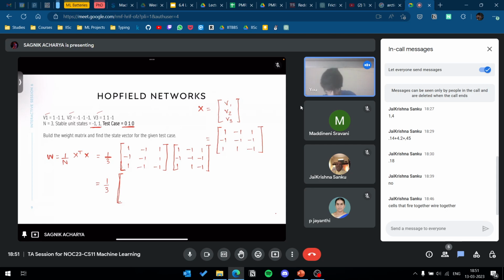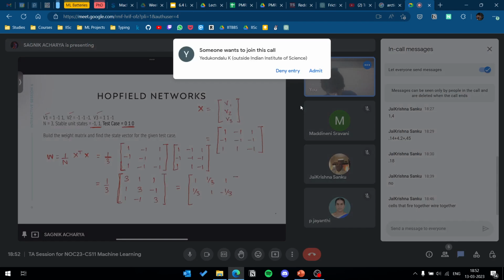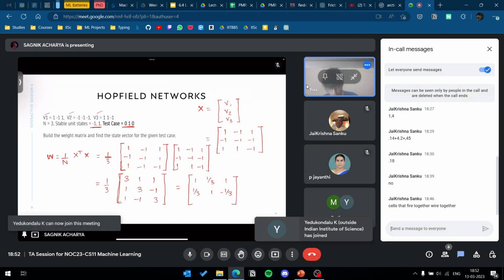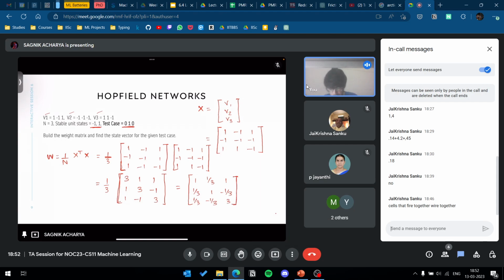Okay, so this is 3 1 1, 1 3 -1, 1 -1 3. If I take 1 by 3 of every value, then this will be 1 by 3, 1 by 3, 1 by 3, and -1 by 3, and 1 by 3, -1 by 3 and 3. Okay, so this is my weight matrix, and finally I have my test case also.